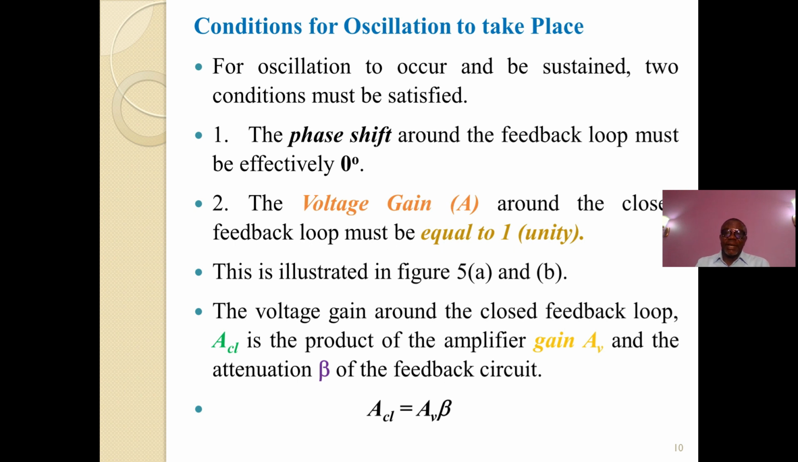The voltage gain around the closed feedback loop, call it A subscript closed loop, is the product of the amplifier gain, AV, and the attenuation, beta, of the feedback circuit. Therefore, A closed loop must be equal to the voltage gain multiplied by the attenuation.